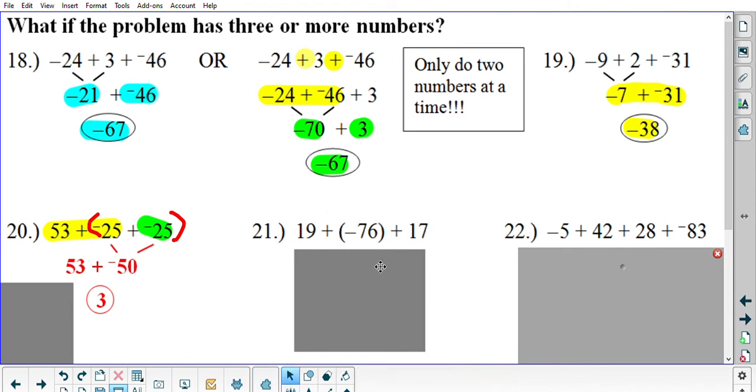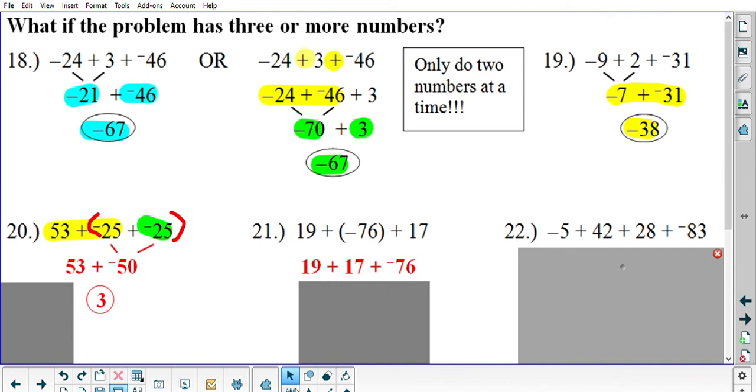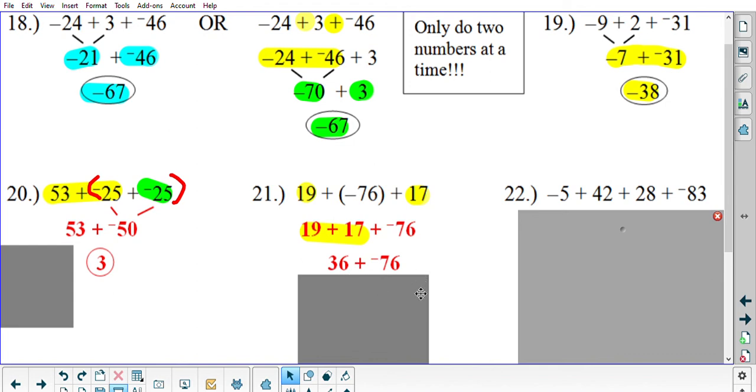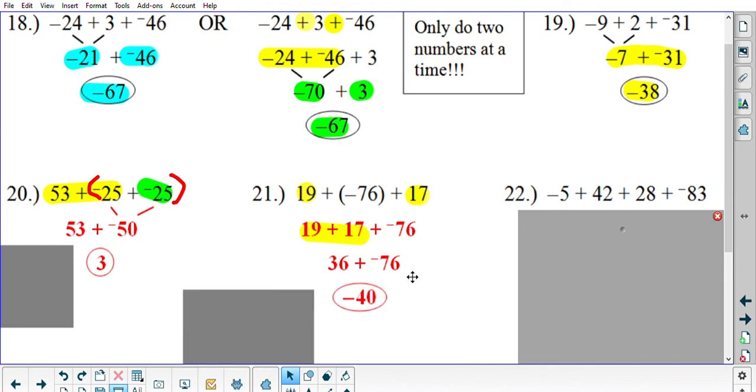All right, number 21. I switched the order so that way I could have the 2 positive numbers together first, because I thought that was pretty easy to do, right? Add 2 positive numbers together. It's like elementary school, you just add, right? So that would give me 36. Then from here, 36 plus negative 76, they're different signs, subtract in my head, and that would give me negative 40.